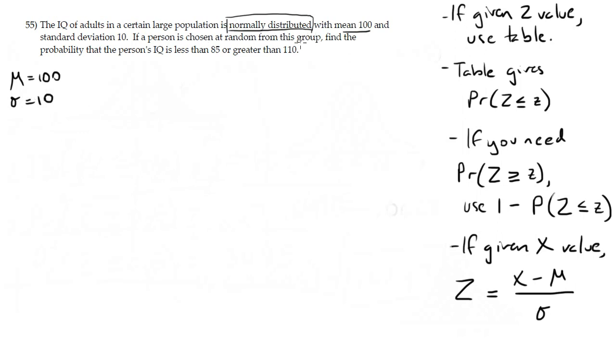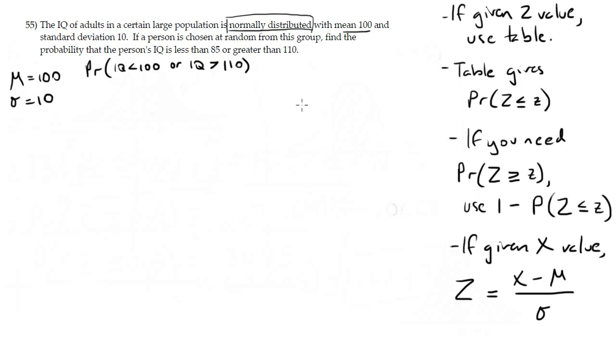A person is chosen at random. Find the probability that the person's IQ is less than 100, or IQ is greater than 110. So this is not x being in between two values like problem 54 was.